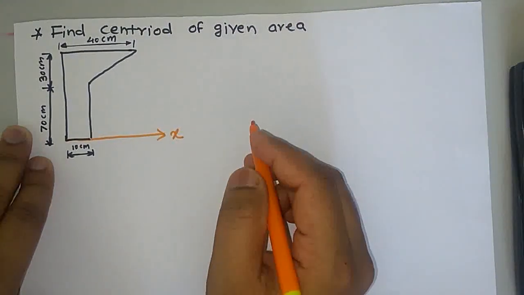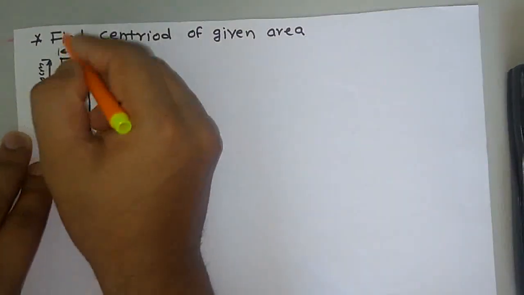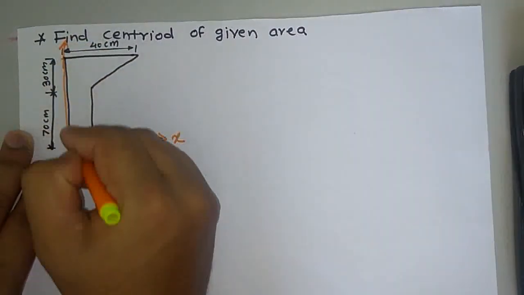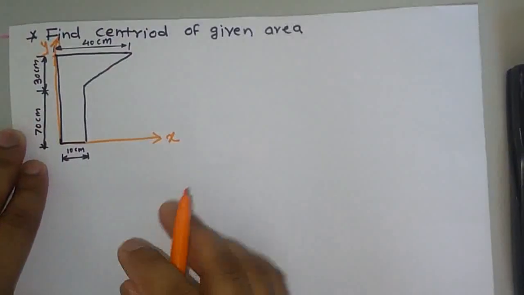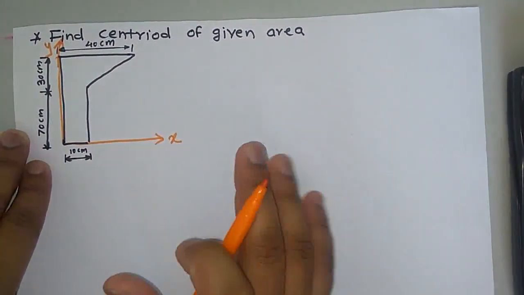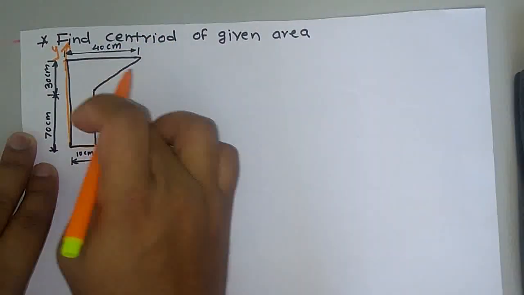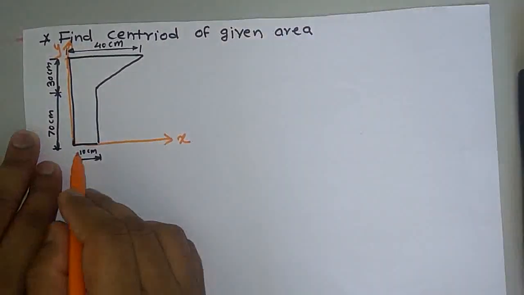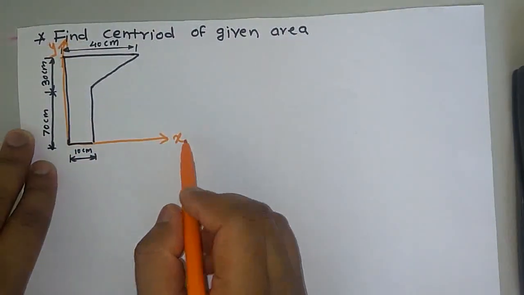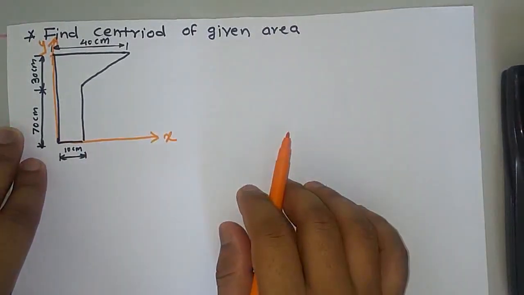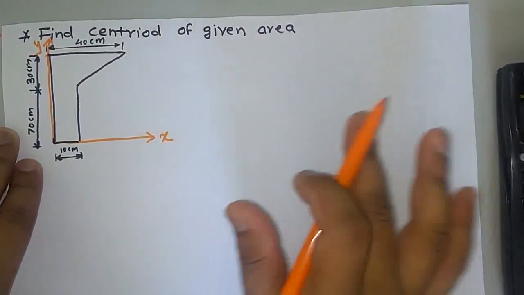And where should the y-axis be? At the extreme left. So this is the extreme left of this geometry, right? So this is the y-axis. We need to select the axis such that our geometry is in the first quadrant. And what is the reason for that? You will get a positive centroid, so there will be less confusion, right? So this is the most suitable method: select the axis so that your geometry is in the first quadrant, x-axis, y-axis. So the first step is completed.